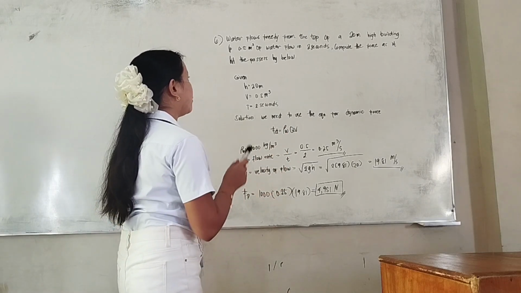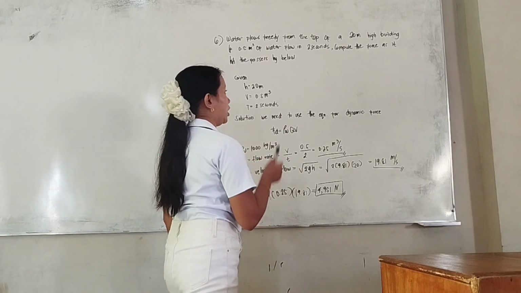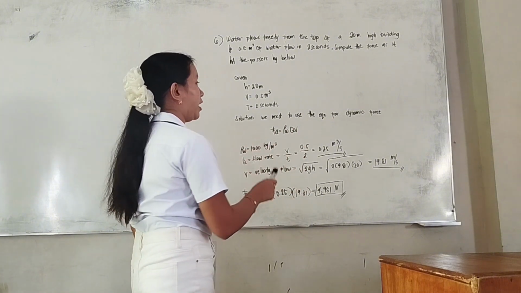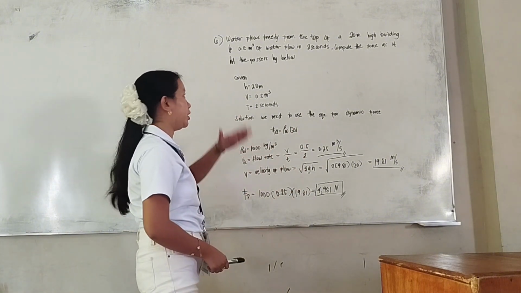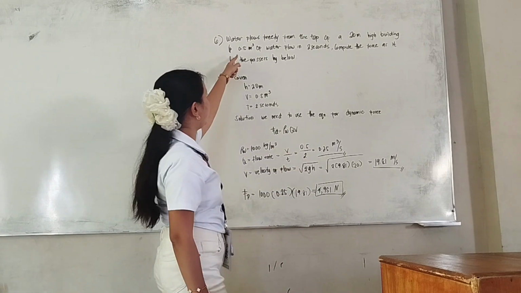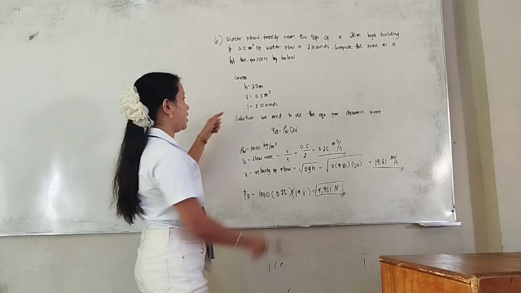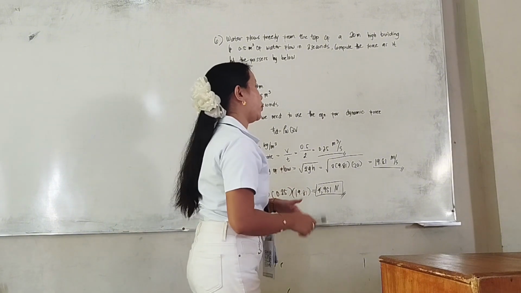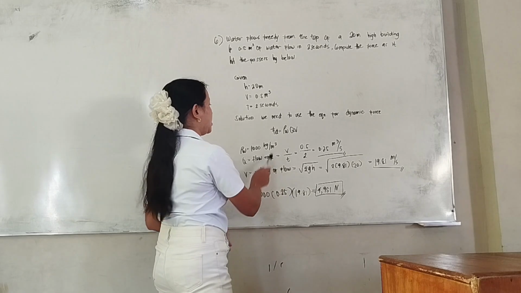Okay, so for problem number 6, water flows freely from the top of a 20-meter high building. If 0.5 cubic meters of water flow in 2 seconds, compute the force as it hits the passers-by below. So first is we input the given. So we have height of the building is 20 meters, the volume of the water is 0.5, and the time is 2 seconds. So for our solution, we need to use the equation for dynamic force, which is FD.